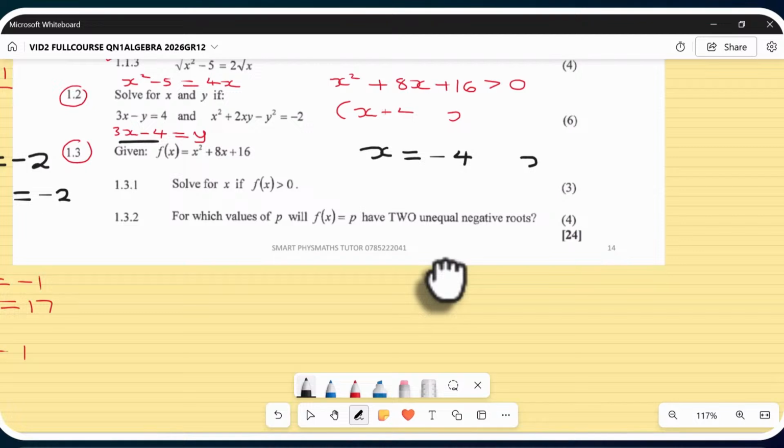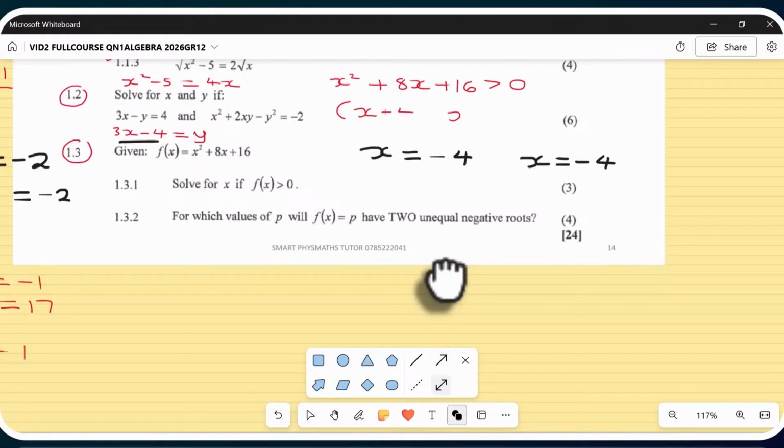That is it there. Then they say here that for which values of p will f of x equals to p have two unequal negative roots? Two unequal negative roots. So for that case, they're saying equals to p here. Let's find out what we can do.